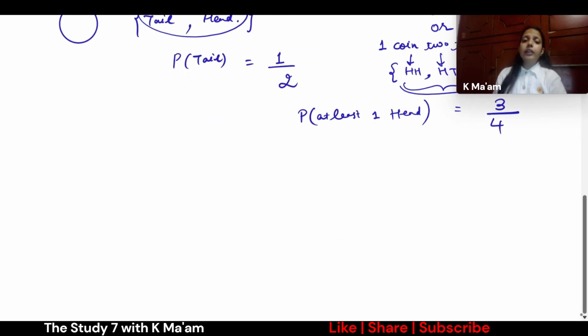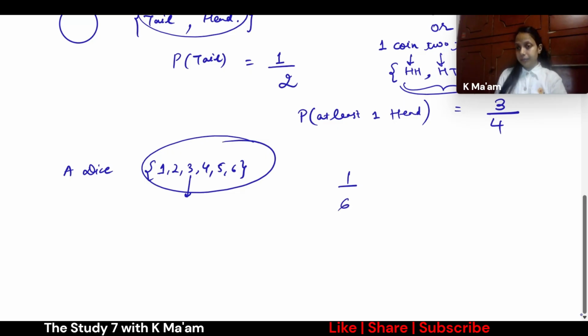The next important event is a dice. When we roll a dice, it's a 6 faced die: 1, 2, 3, 4, 5, 6. So the question can be, what's the possibility of getting the number 3? The number 3 appears only one time. So the answer will be 1 over the total 6.